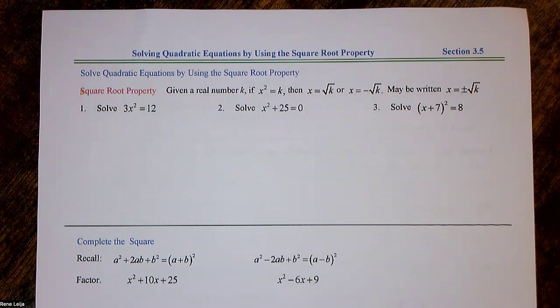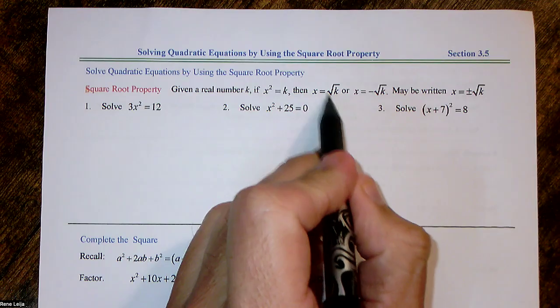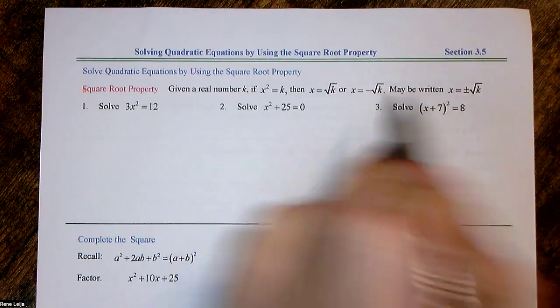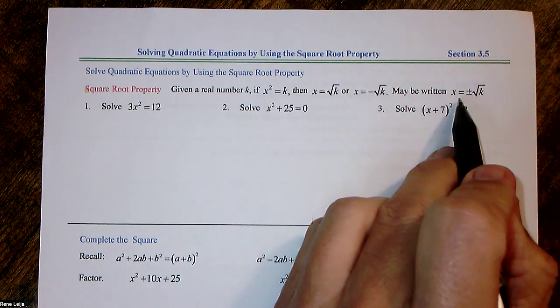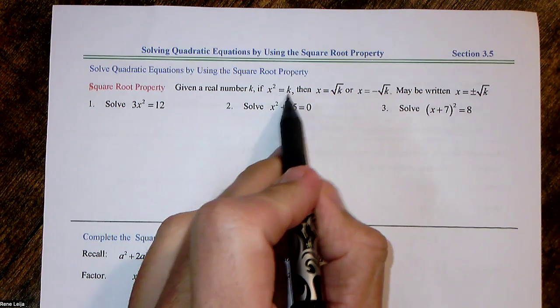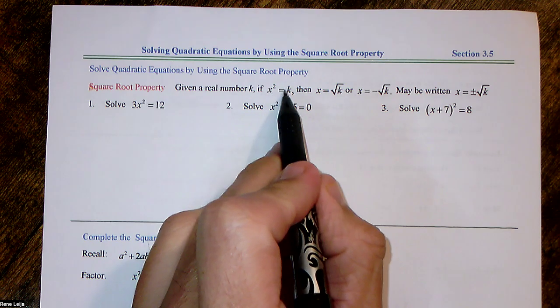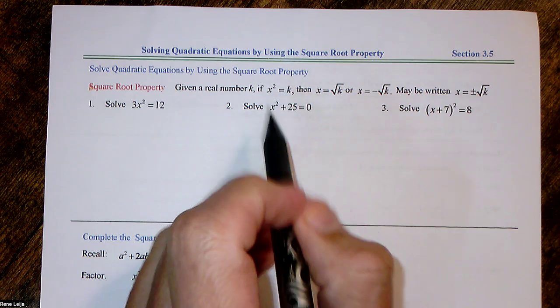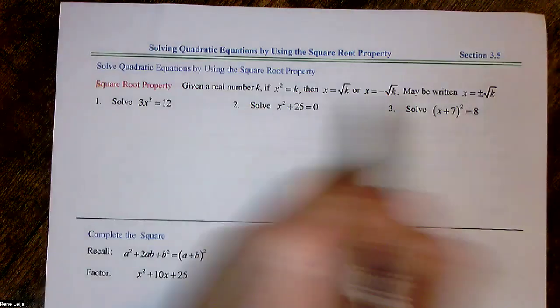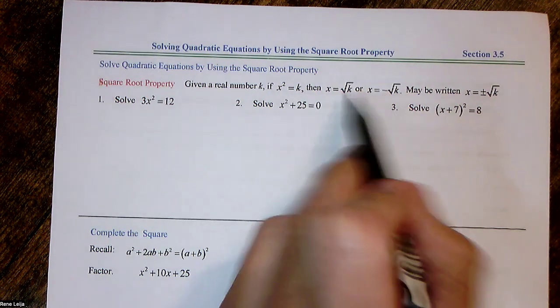works. So it says given a real number k, if x squared equals k, then x is the square root of k or minus the square root of k, and the answer can be written as x equals plus or minus the square root of k. So notice that for x squared equals k, we just take the square root of both sides, and the square root of x squared is just x, and then you have two answers.